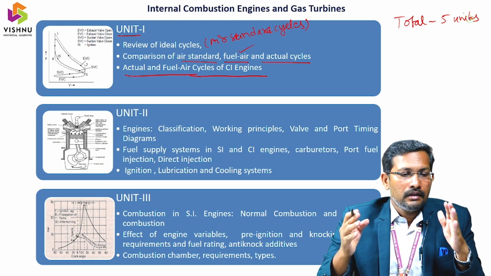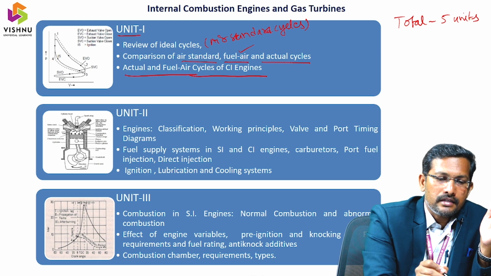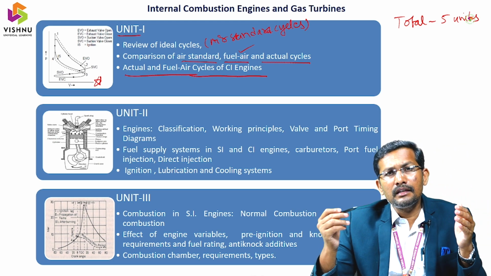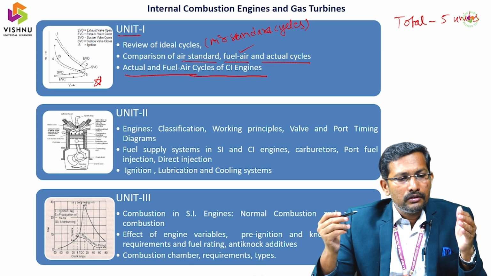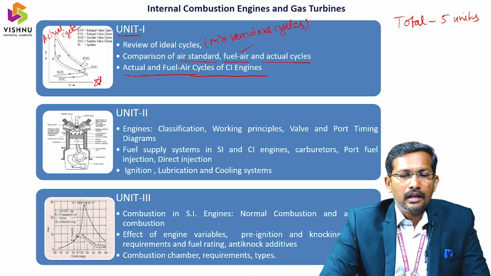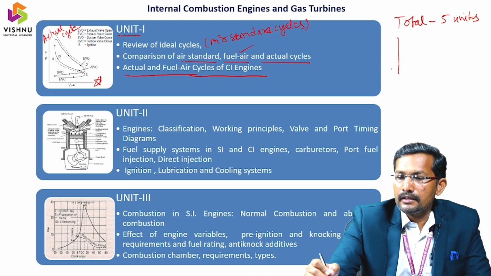Next, here one diagram is there. This diagram is a very important diagram where you can understand clearly. This is the actual cycle diagram. Normally if you take the ideal cycle, the Otto cycle diagram, it should be like this.